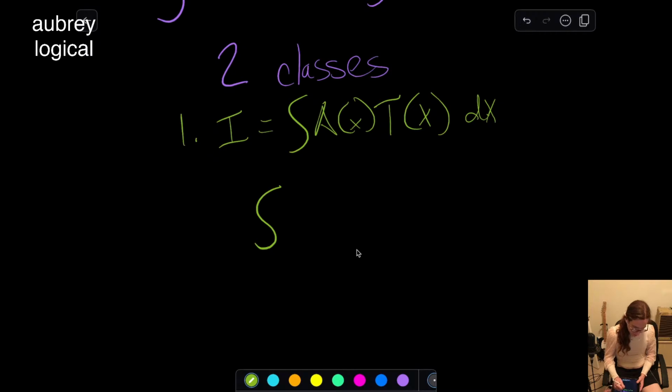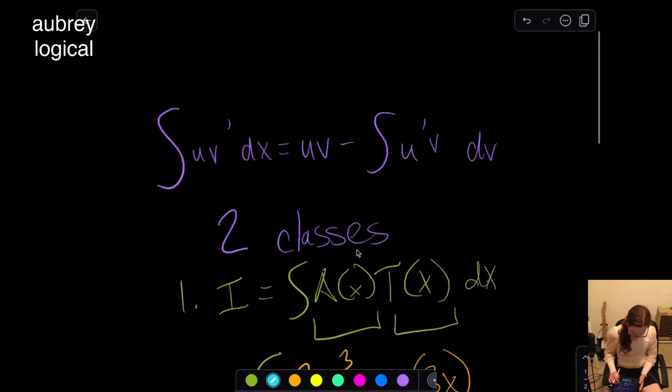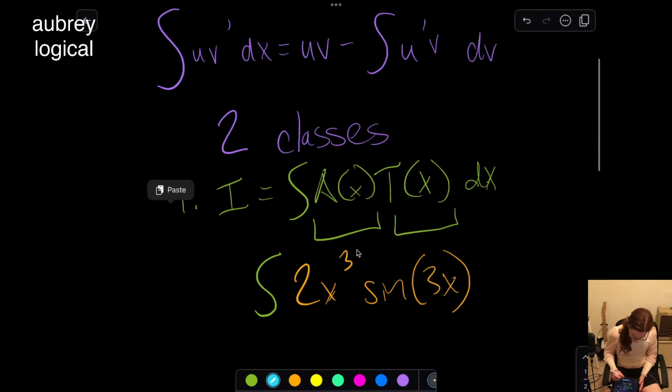So finding the derivative of two different functions, which is what this is. Like, say it's like 2x to the third, and then this one is sine of the 3x. So to find the antiderivative of this is not the simplest, and it requires using this method.